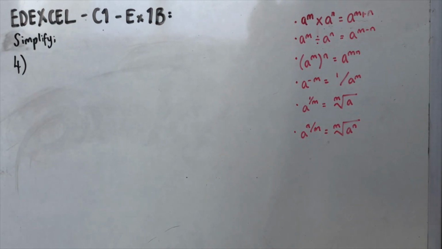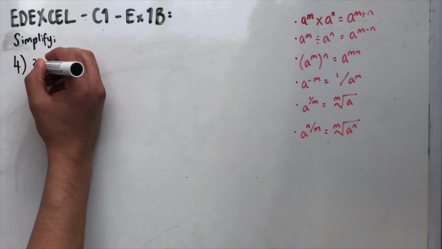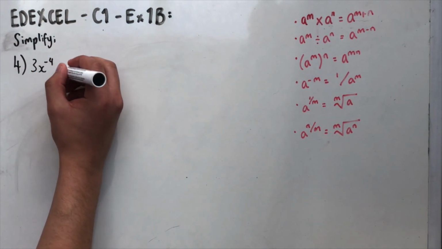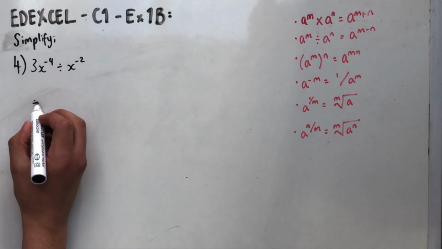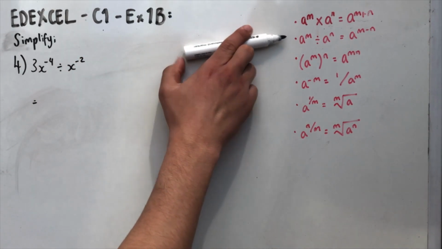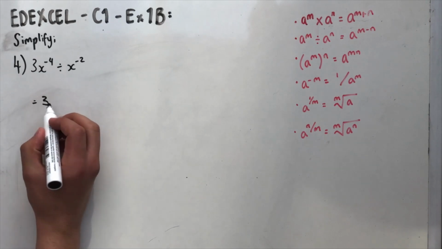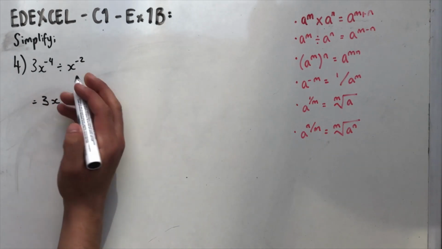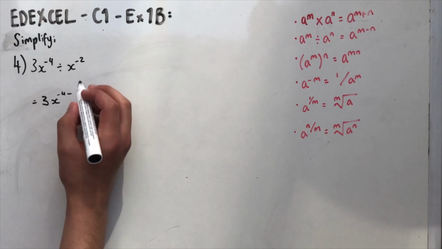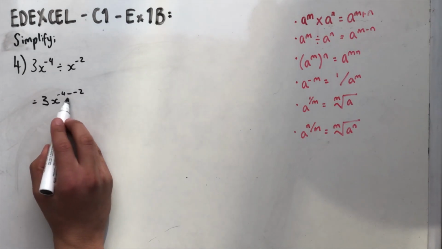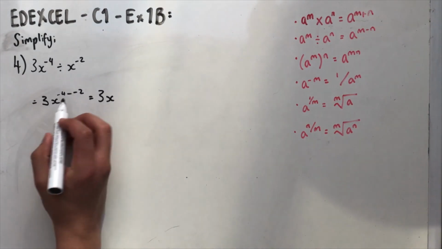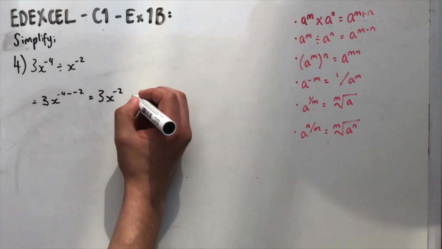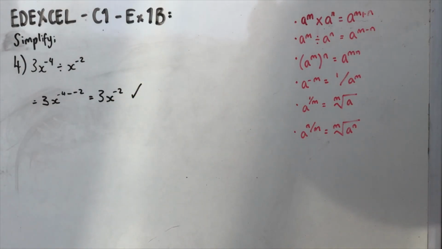For question 4, we have 3x to the power of minus 4 divided by x to the power of minus 2. Now because it's divided, we use the second rule down, the second one of our indices rules over there. We write 3, then we deal with the x's, so we have x to the power of minus 4 minus, because it's divide, minus 2. It's very important to not get muddled with that, so writing it out, make sure you don't mess it up. So it's 3x to the power of minus 2.